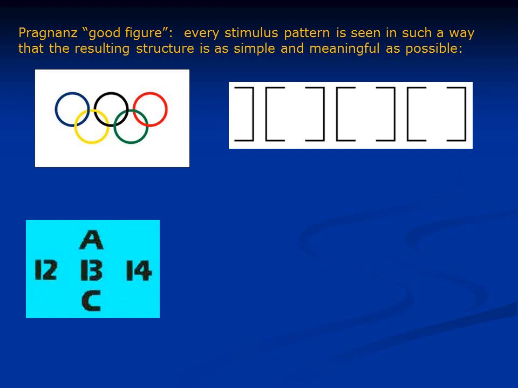Look at this one. This is pretty funny. Okay, across you've got 12, 13, and 14, right? Down you've got A, B, C. Well, how could it be B and 13 at the same time? Well, it can be. And guess what? ABC makes a lot more sense than A13C or 12B14. Okay, it's all in the context of it, and we do it automatically, and for good reason.